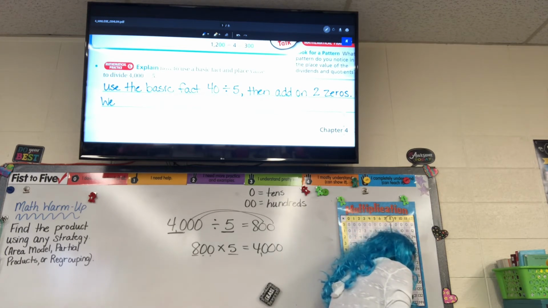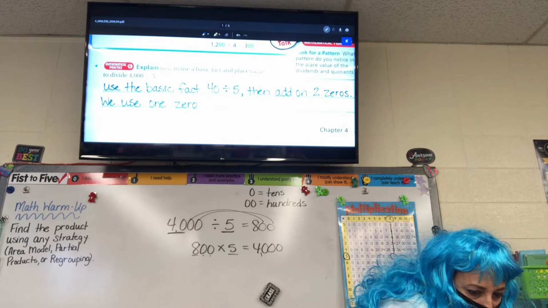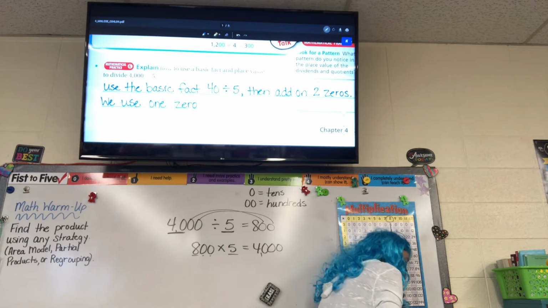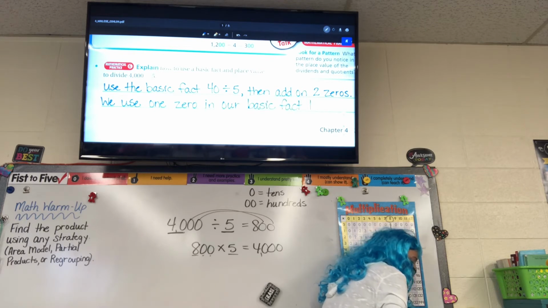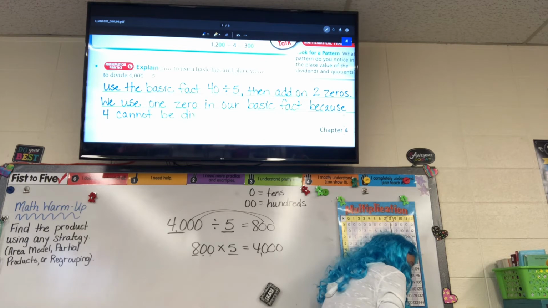We use 10 in our basic fact because 4 cannot be divided evenly by 5. Can you go back up so I can see what color? Hey, Brinley, will you put it on mute for me?